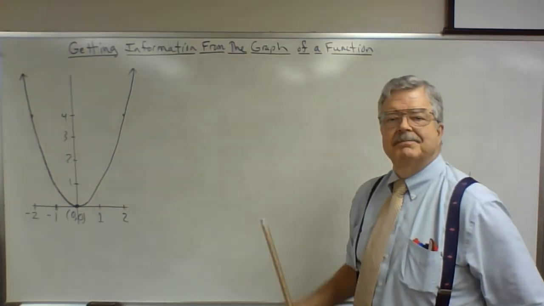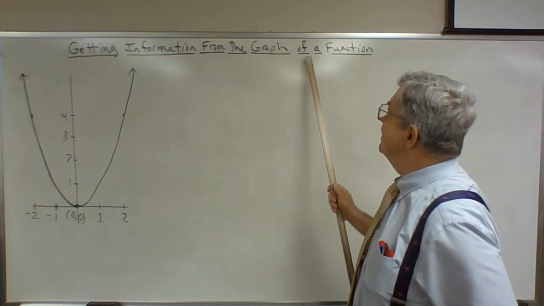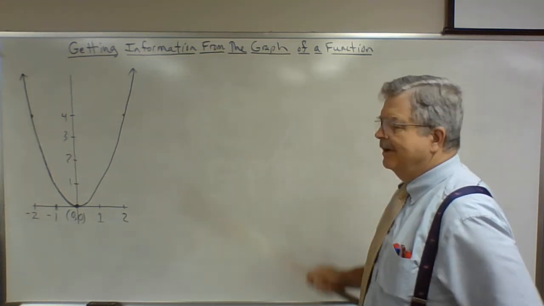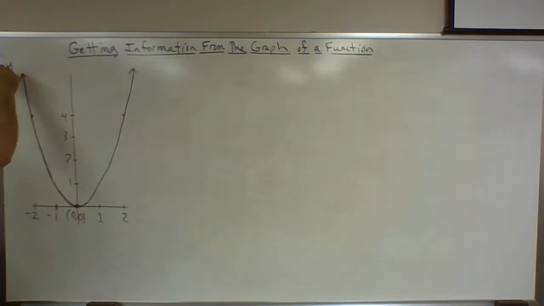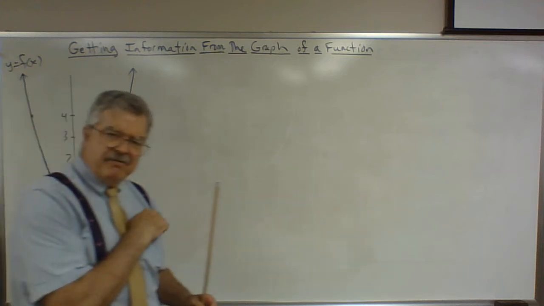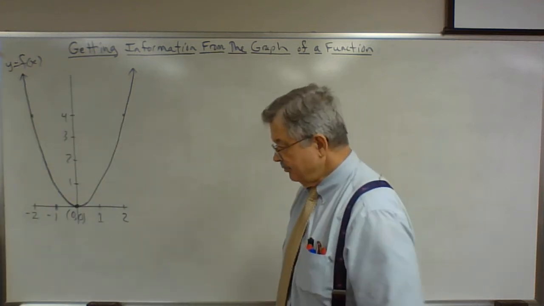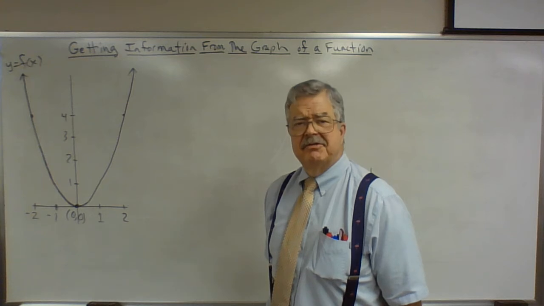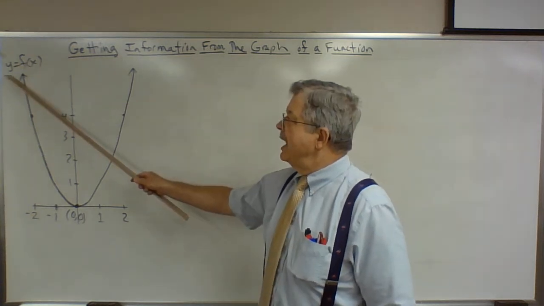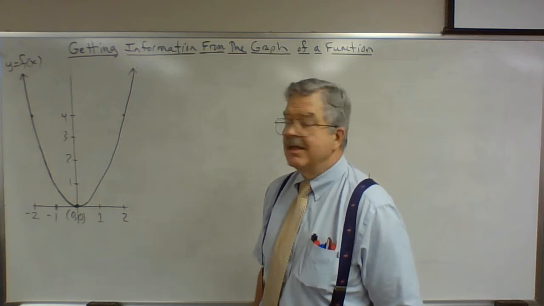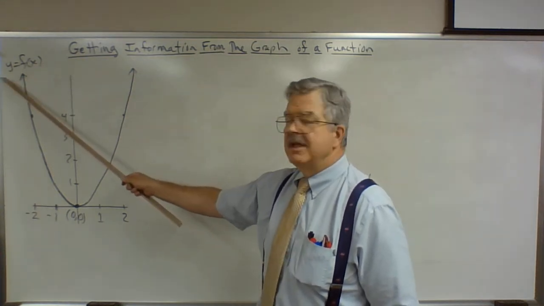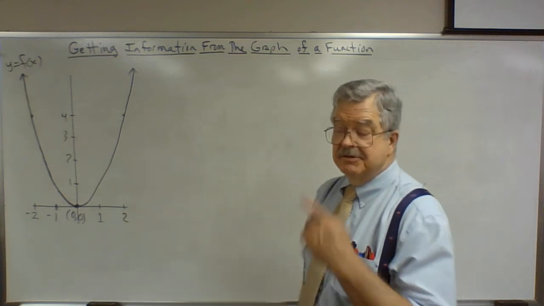A new example. Getting information from the graph of a function. So this graph represents a function, f of x. And remember from lecture 10, when we have a function, we use y and f of x interchangeably. So f of x, that's the same thing as y and vice versa.